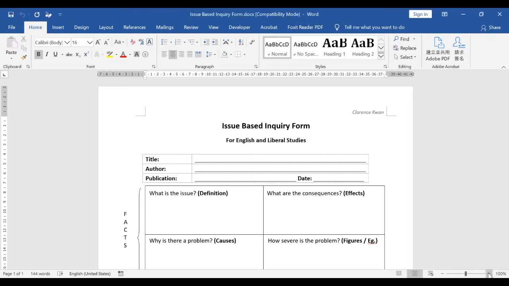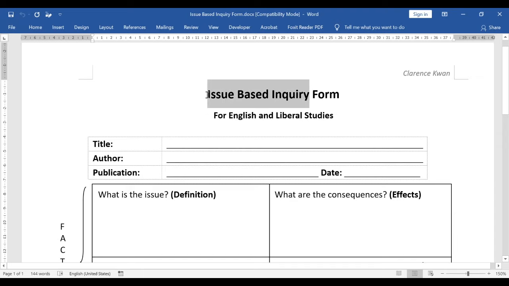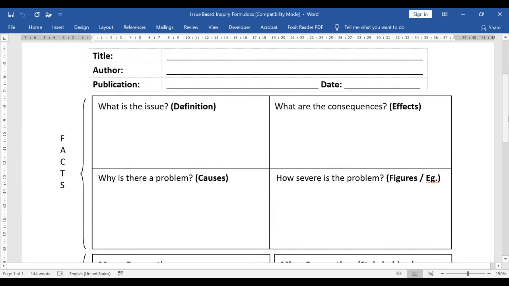This is a form I created years and years ago. I made it after I finished studying my teaching professional certificate for English and liberal studies, so I actually know something about LS as well. This is called the issue-based inquiry. What we are doing here is analyzing every social issue in more or less the same manner.